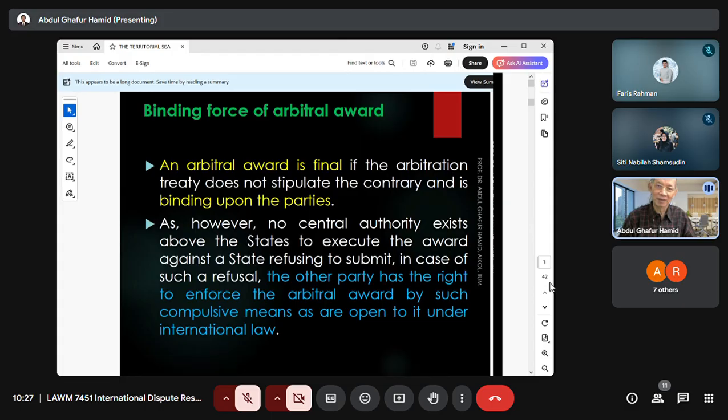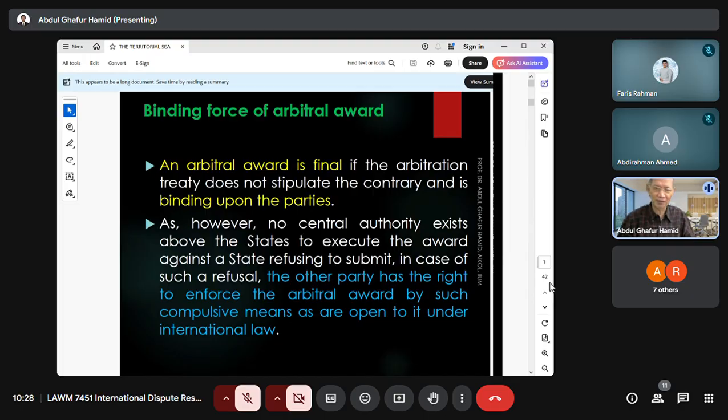If, for example, okay, how to enforce the law? For example, imposing sanctions and stuff like that. Sanction is a bit controversial. Sanction can be done normally by the Security Council, but as an individual state, you can use coercive means like, for example, retortions, reprisals, countermeasures. These are the coercive means of enforcing international law.